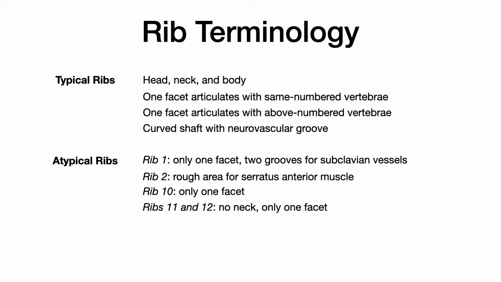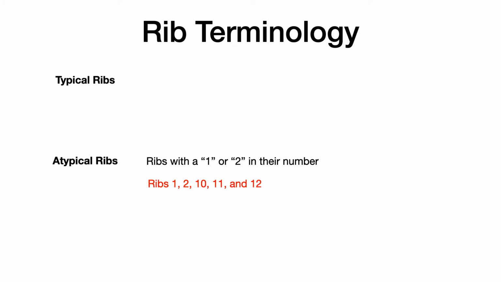So how do you remember which ribs are typical and which ribs are atypical? The easiest way to do this is to just know that atypical ribs are any rib that has the number 1 or 2 in the rib number. So let's look at this. This would be ribs 1, 2, 10, 11, and 12, because all of those ribs have either a 1 or a 2 in their number. If you memorize this, it'll be easy to remember the typical ribs, because typical ribs are just all the others.